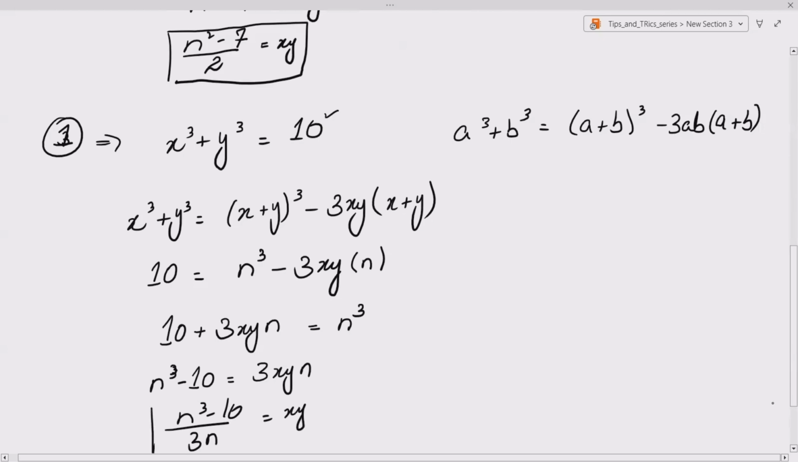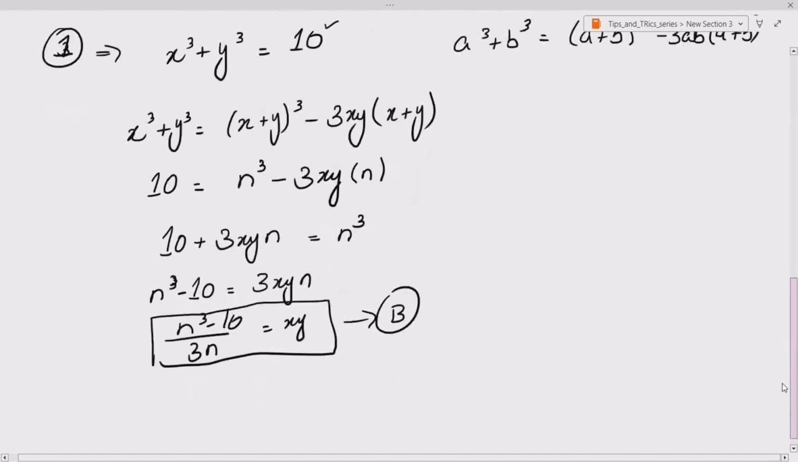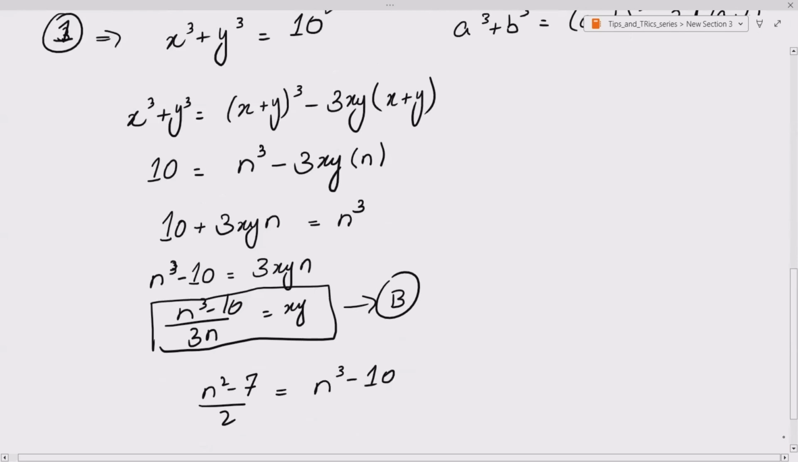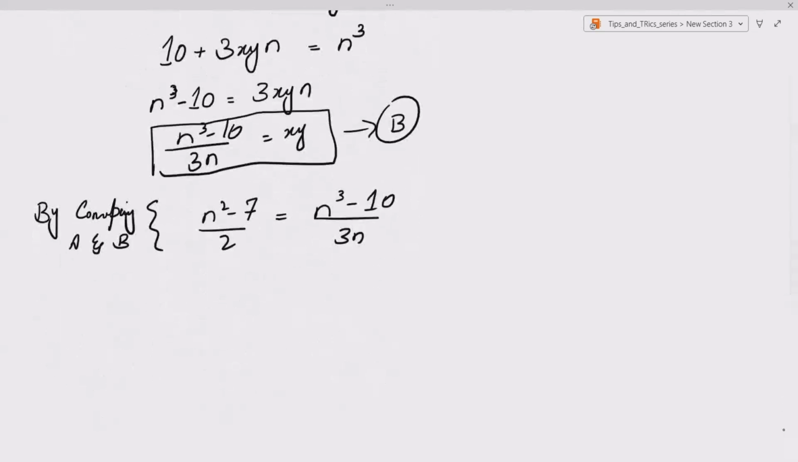So I take the value of xy from here as well. Now I can call it a, call it b, and compare both of them because both of them are equal to xy. So it means what we got is n square minus 7 over 2 equals n cube minus 10 over 3n. By comparing a and b, right? We got this. So after that, we know that we can solve it and it is a cubic equation.